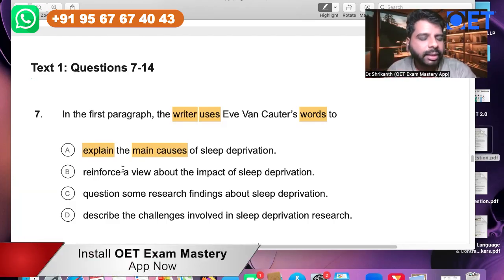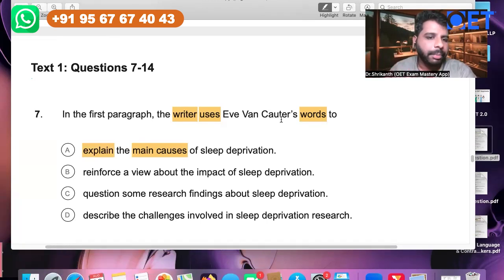And how is he doing it? How is he explaining the main cause of sleep deprivation? By using the words of E. Von Cotter. Right? So that is what is happening over here.